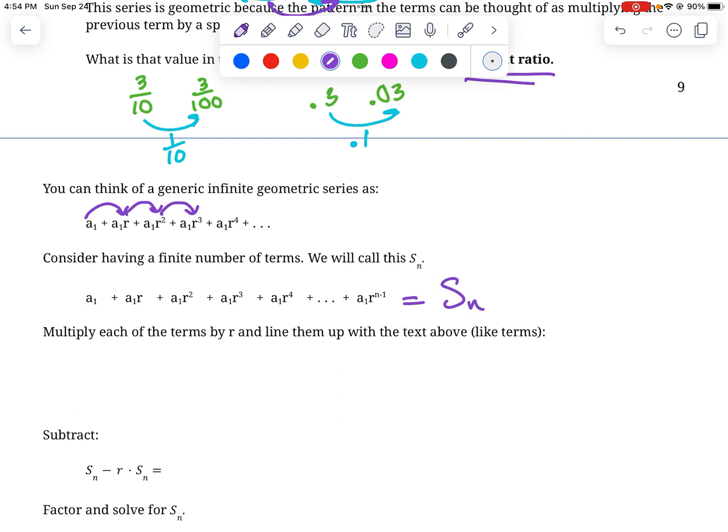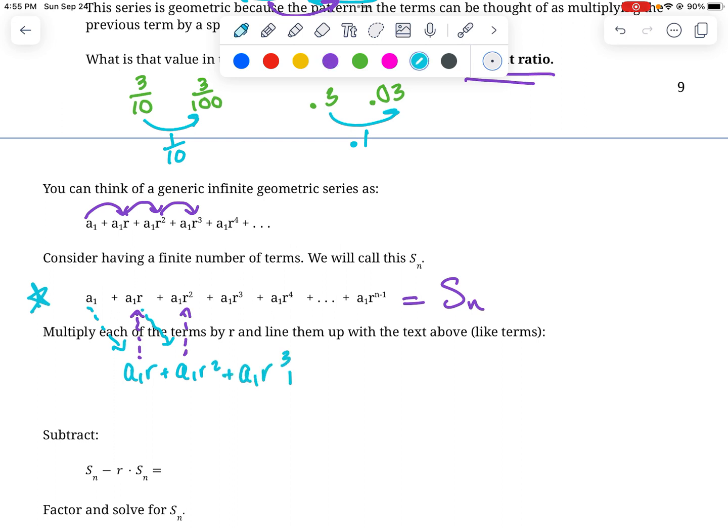And then if we were to take that equation that I'm putting a blue star by, and multiply each term by r and then line them up with the row above it, a sub 1 times r would give me a sub 1 times r, and I am matching that up with this. Then if I take the next term, a sub 1 times r, and multiply it by another r, I'm going to get this, and I'm lining that up with that, okay? So hopefully you see that pattern.